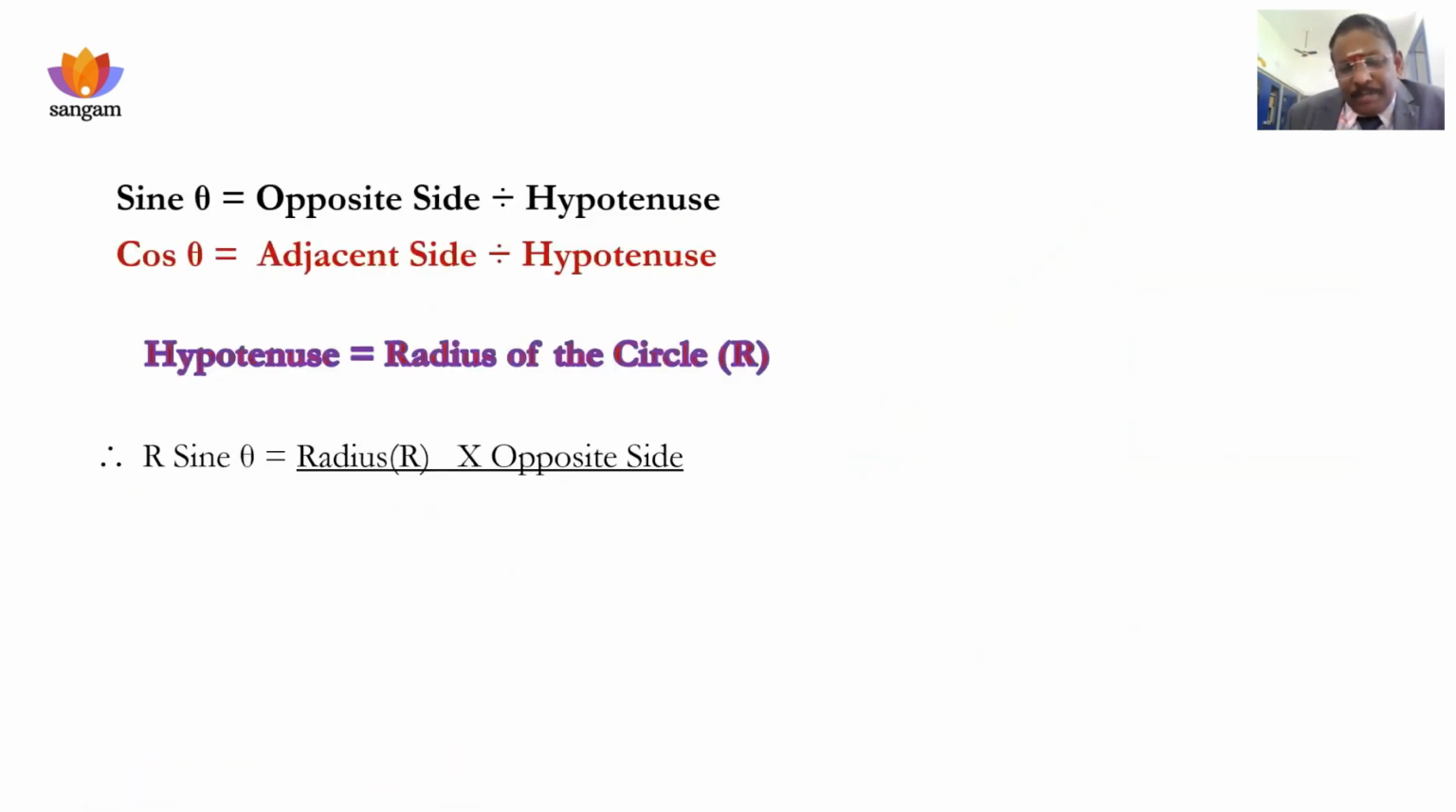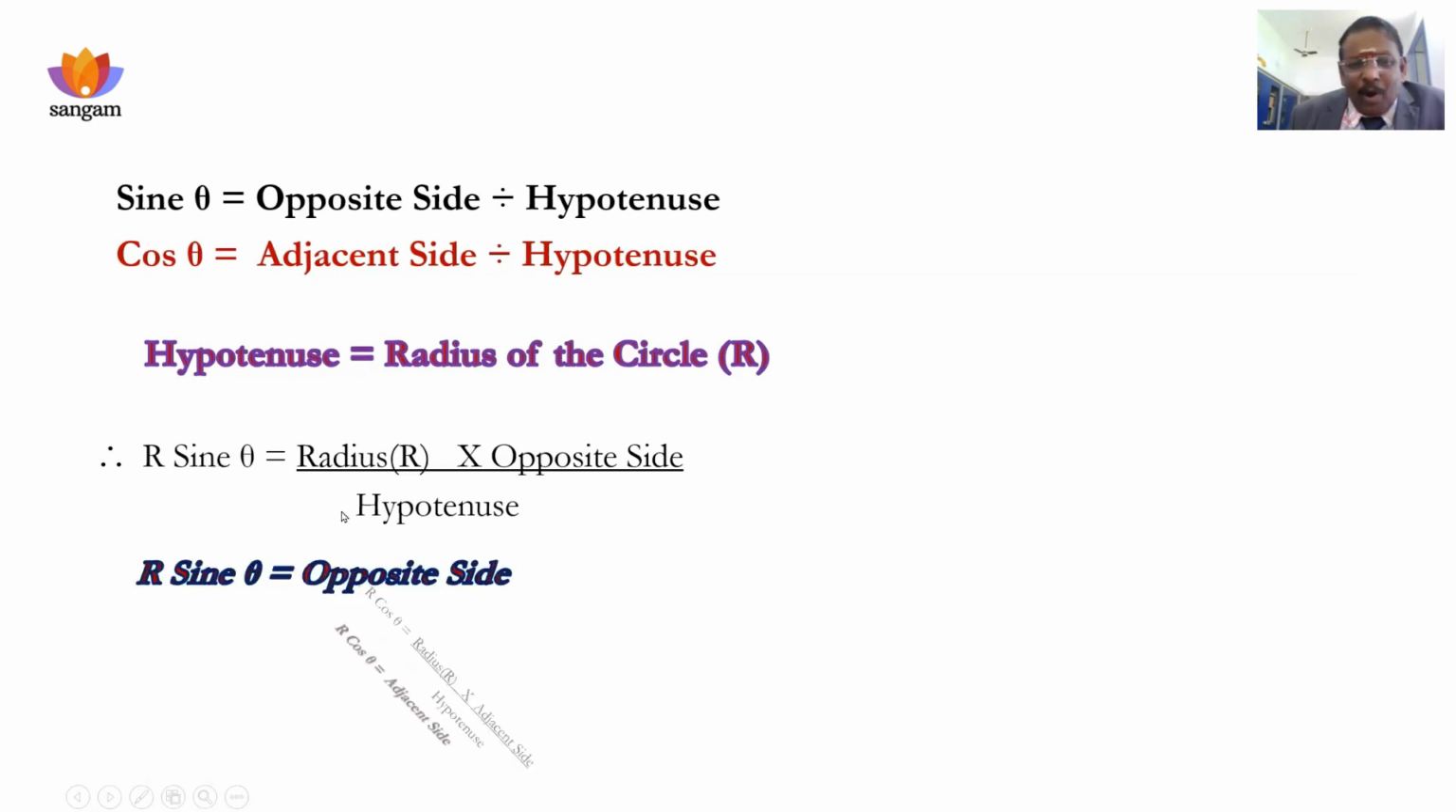So we see the basis of Bharatian trigonometry is this: hypotenuse or karna is the radius of the circle. That I explained. So hypotenuse is nothing but the radius of the circle. So if sine theta is opposite side by hypotenuse, if you multiply sine theta with radius, it becomes radius into opposite side divided by hypotenuse. This hypotenuse and radius are one and the same. So r sine theta becomes the opposite side.